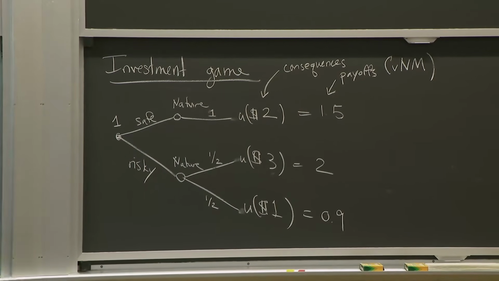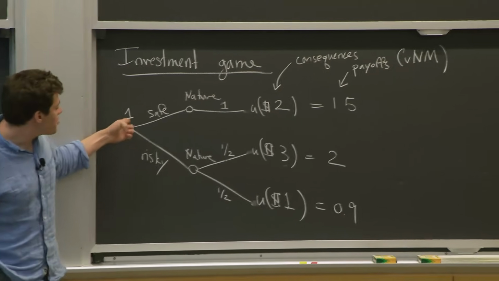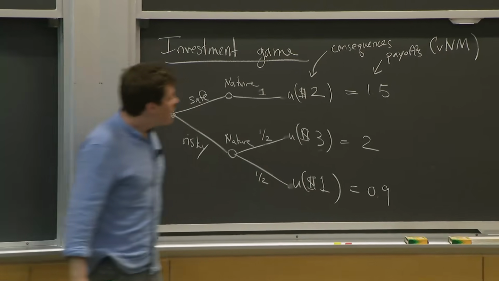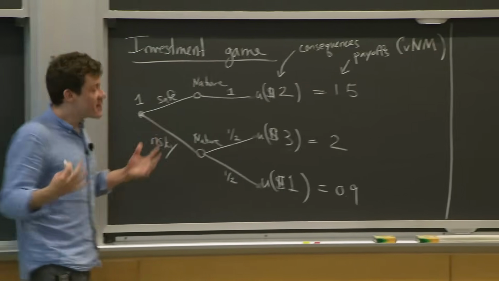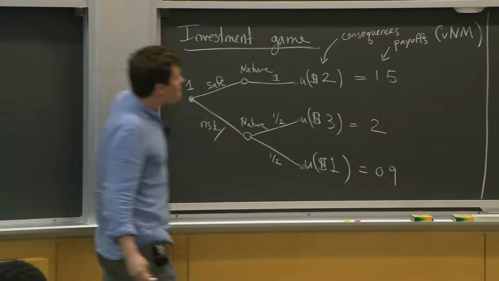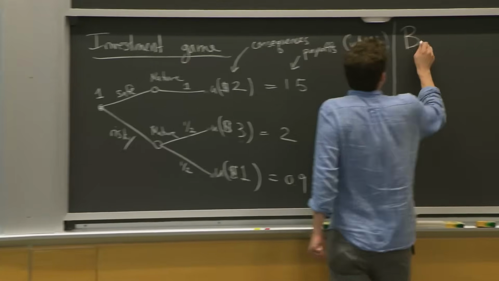OK, so that's a very simple game. There's one strategic player together with nature. Let's now do a game that actually has two players. So let's really get into game theory. And I'm going to call this the BOS game.